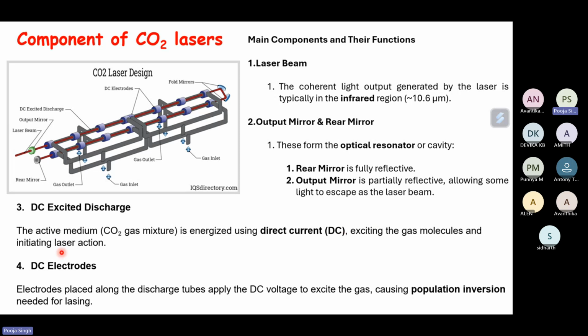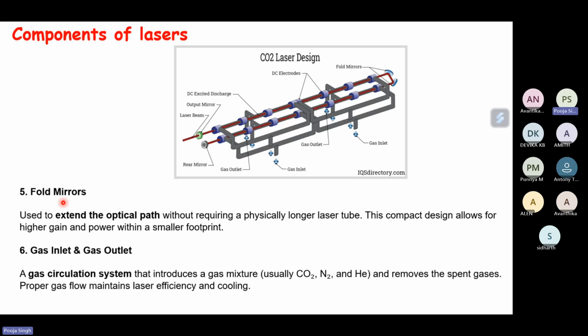Once your gas molecules undergo excitation, what will happen? Your population inversion will come. Okay, so the population inversion will start because from the ground to the excited state, the DC current is basically helping to undergo the excitation of your CO2 molecules. So once they get excited, it will cause the population inversion. Okay. So these are the components. A fold mirror is also used here, at the other end. This is the fold mirror.